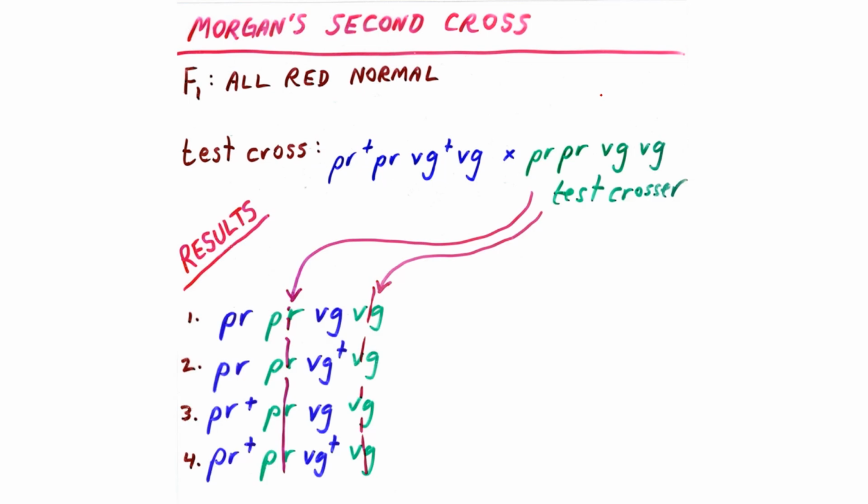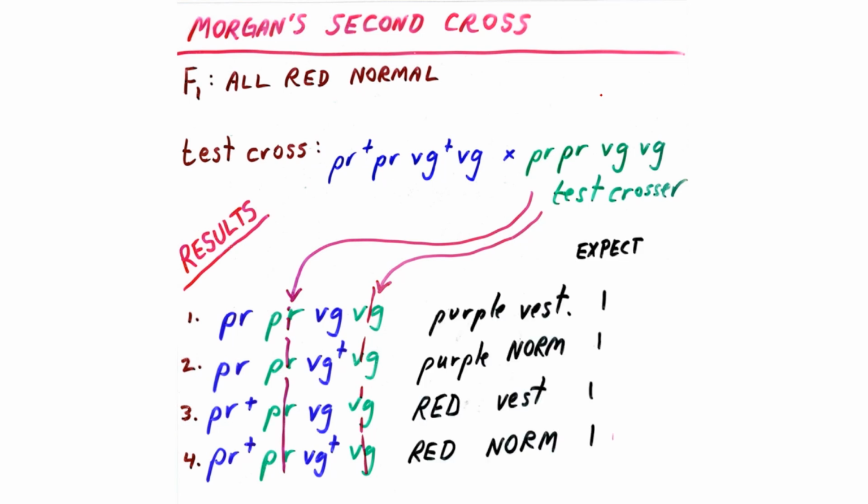So when you look at this one now, same thing. I've got the green test crosser gametes, and I've got the blue gametes from the F1 individual. We would expect them to be in all equal proportions. We would say purple vestigial, 1, purple normal, 1, red vestigial, 1, red normal, 1. Instead, the observed showed the same pattern, but reversed now. We saw very few of the double recessive, very few of the double dominant. We saw lots of 1 recessive, 1 dominant, or 1 dominant, 1 recessive, by starting with the different material.